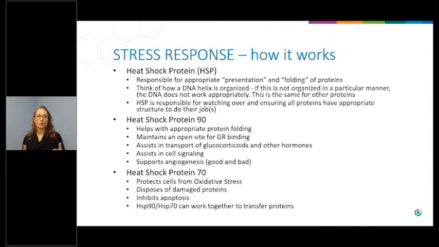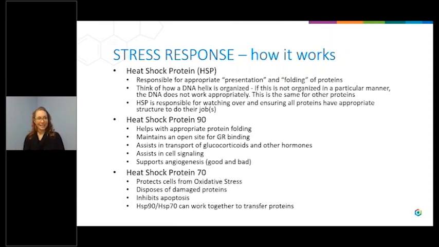So what are heat shock proteins and why are they helpful? They are responsible for appropriate presentation and folding of proteins. So when we think of that, what does that mean? Think of how a DNA helix is organized, right? If this is not organized in an appropriate manner, the DNA doesn't work the way it's supposed to. This is the same for other proteins that are found in the cells, on the cells, receptors. And so the heat shock protein is responsible for watching over and ensuring all of these proteins have the appropriate structure to do their job or jobs.